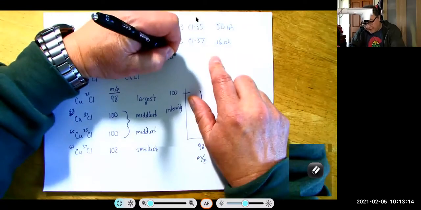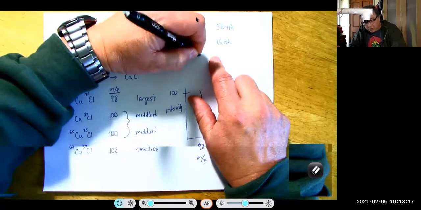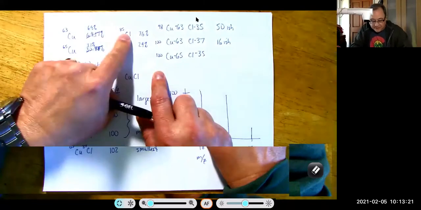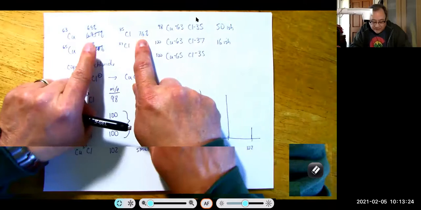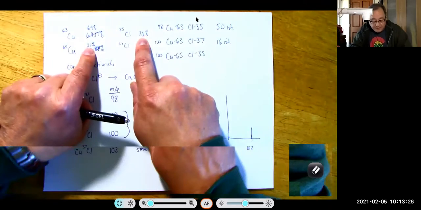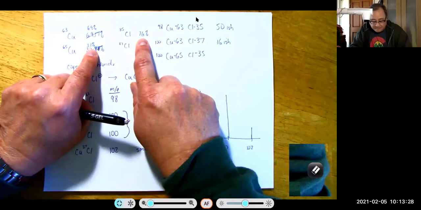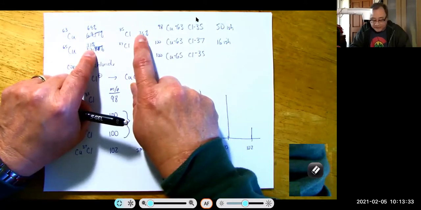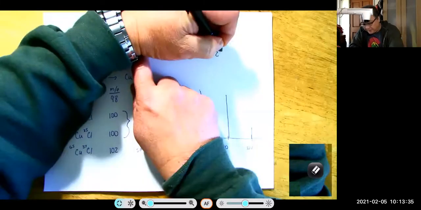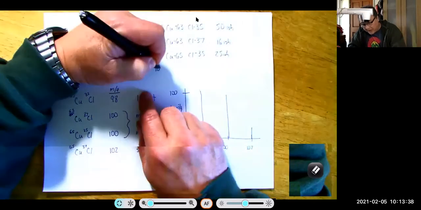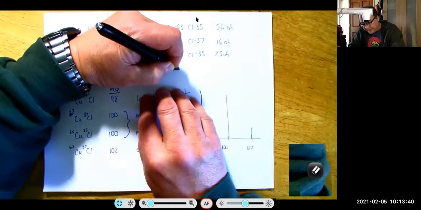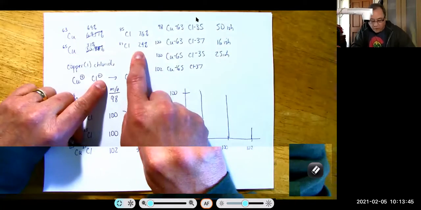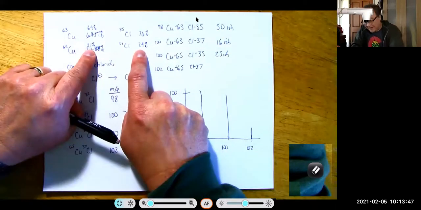Copper 65 and chlorine 35, which was also a 100. We got 76 and we got 31. So I can think of this as being 1/3 of 76, or I can think of this as being 3/4 of 31. So I'm going to do 1/3 of 76, which is 25-ish. And for 102, we've got copper 65 and chlorine 37. So we've got 1/4 of 31, which is about 8.